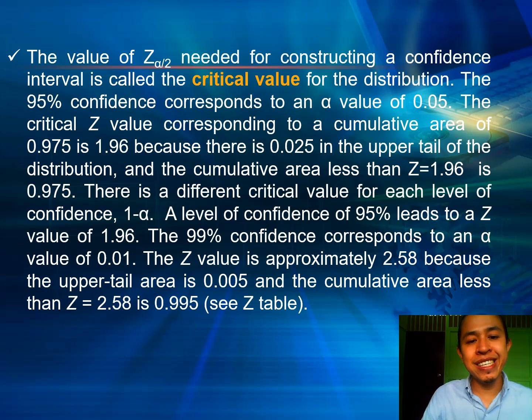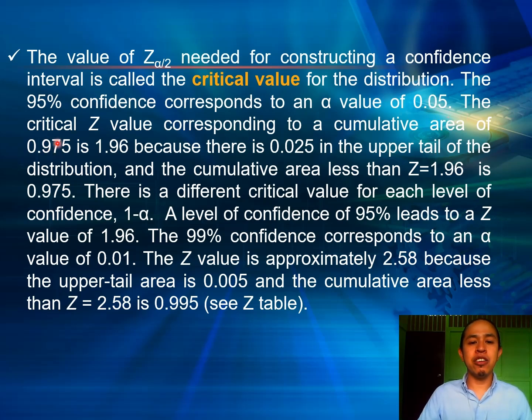The value of z alpha divided by 2 needed for constructing a confidence interval is called the critical value of the distribution. So I made mention of the critical value. The 95% confidence corresponds to a value of 0.05, or this is the 5%. Right? The 5%, in decimal, is 0.05.